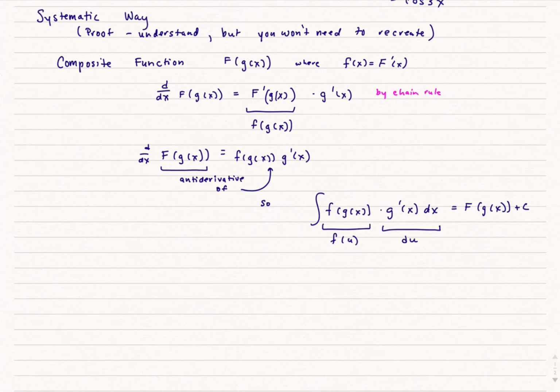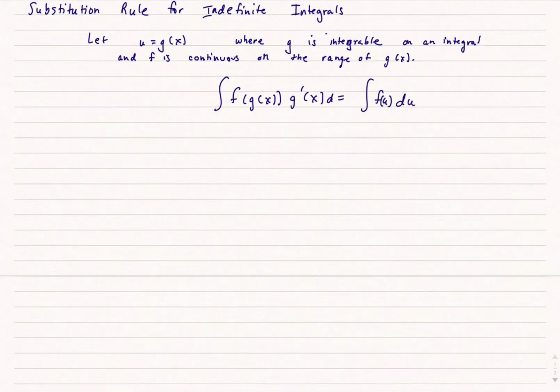And here's where I get into the word substitution. I'm going to substitute g of x with u, and I'm going to substitute g prime of x dx with du. Then I can write the right-hand side of this equation as capital F of u plus c. I can summarize the substitution rule as such. I'm going to let g of x be u, and g is going to be integrable on a specific interval, and f will be continuous on that range of g of x on that interval. In that case, the integral of f of g of x times g prime of x dx equals the integral of f of u du.